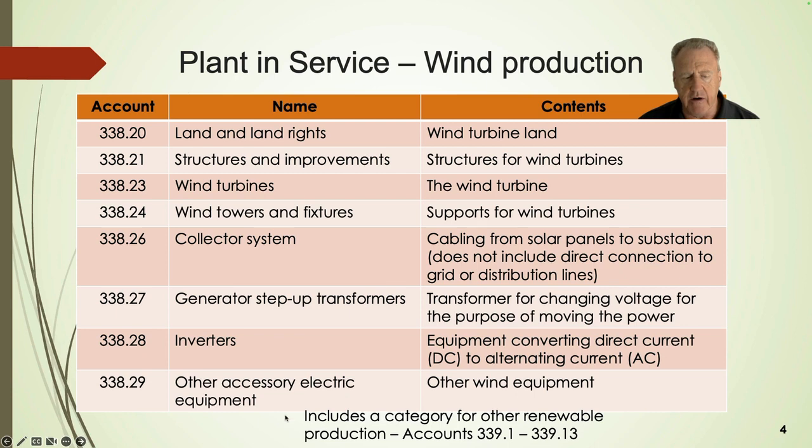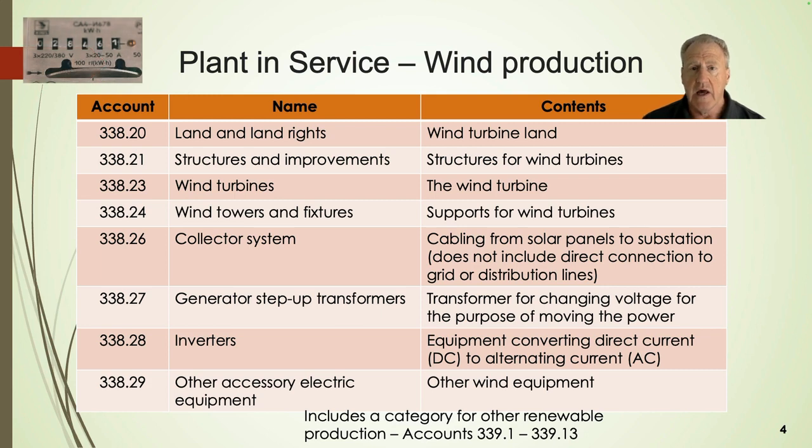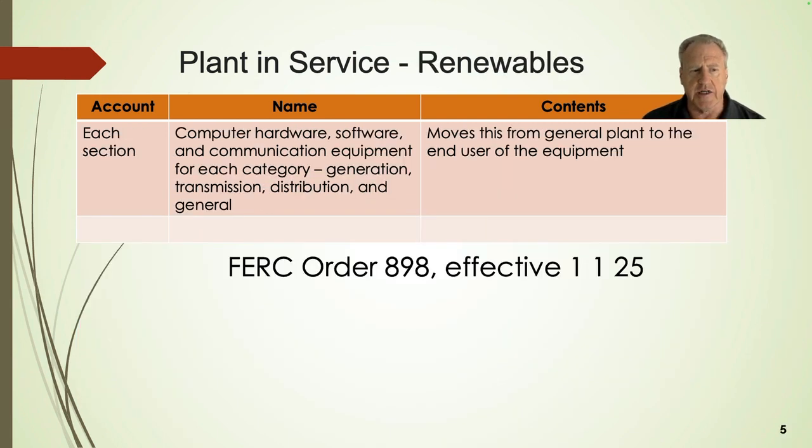And they also have down here at the bottom of the screen a category for other renewable production, so accounts 339.1 to 339.13, and you can put your other renewable assets in there. So you could put in, for example, if you have biomass production, that would be a good spot for that, to classify it into those areas. And you always want to be as specific as possible because it impacts depreciation expense, which impacts your rates, which we talk about often when we talk about how things are classified and costed.